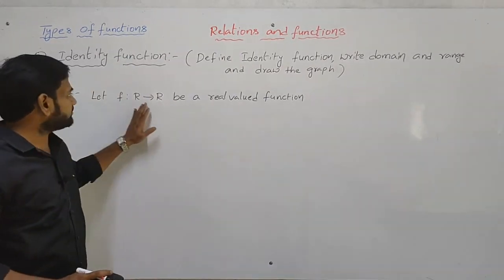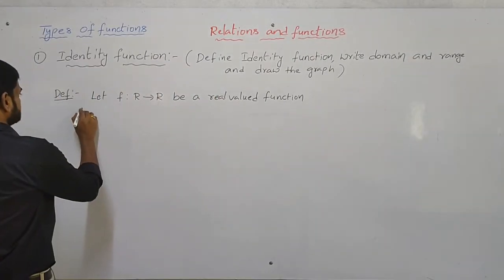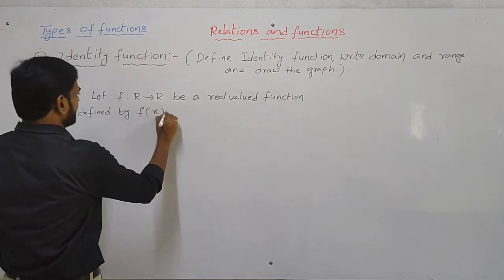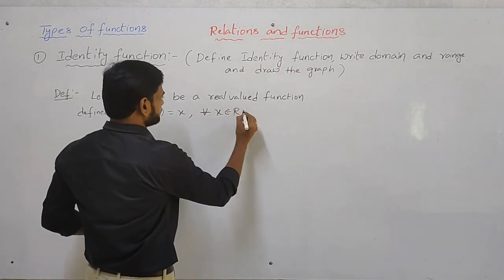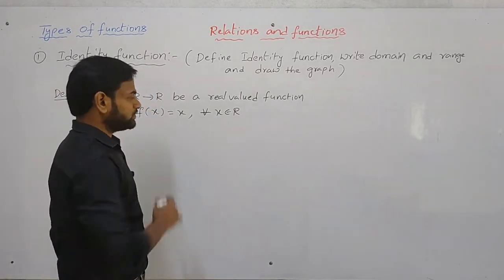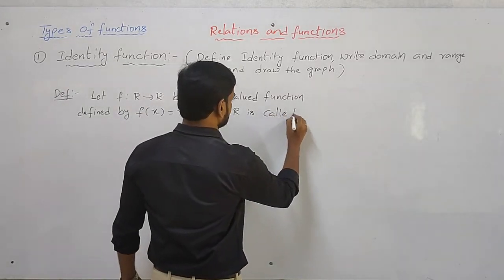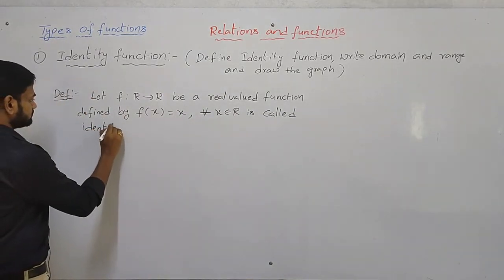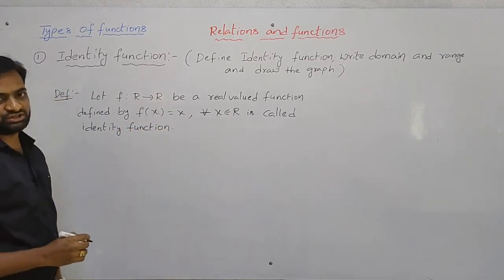So here I am taking, let f from R to R be a real valued function defined by f of x equal to x for all x belongs to real numbers. For every real number, that is f of x equal to x, is called the identity function. It is the definition for this one.